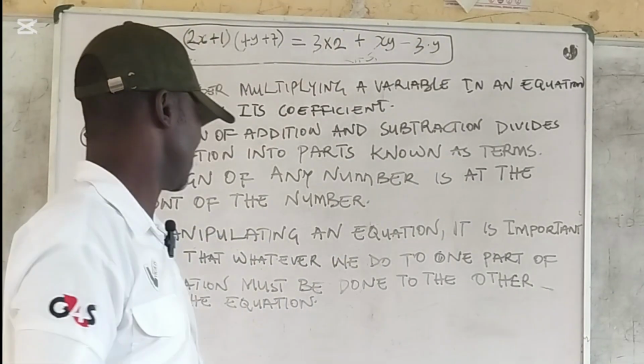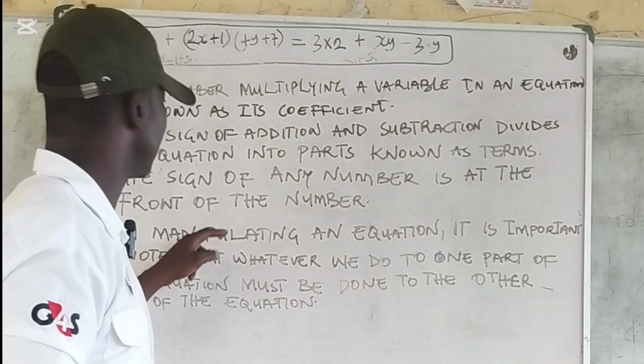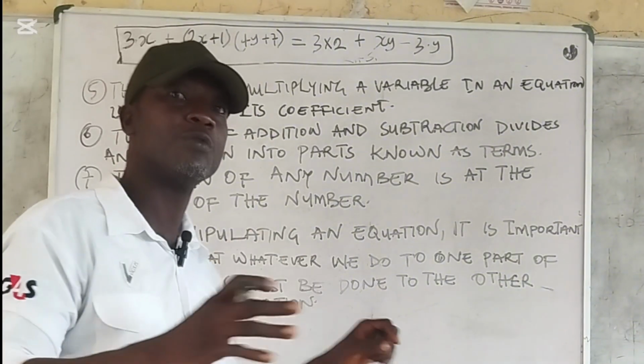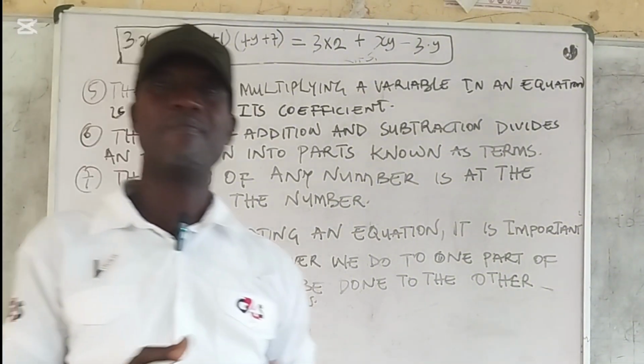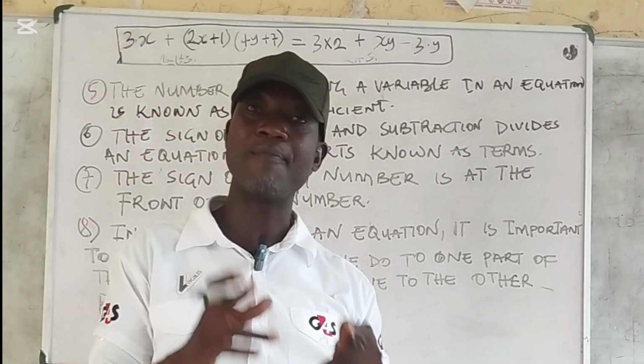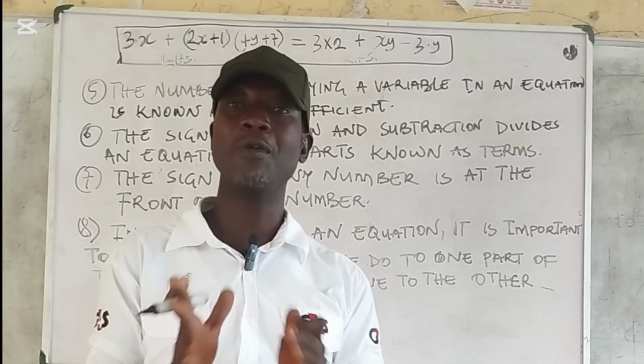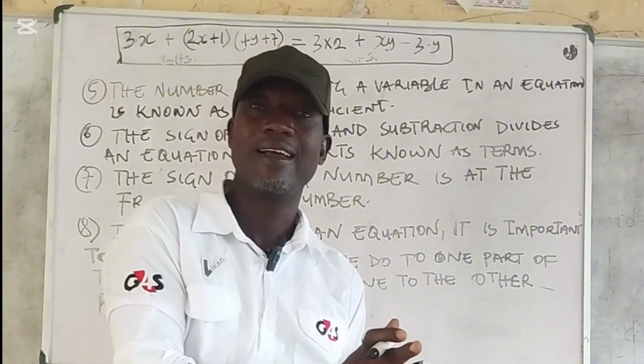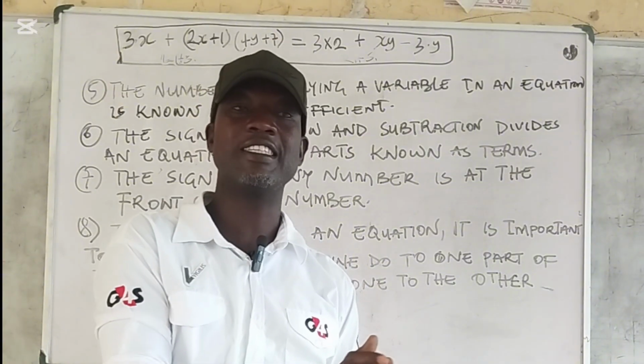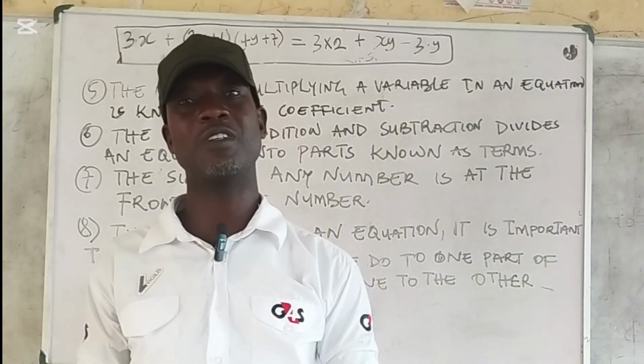So this is very, very important. In manipulating an equation, whatever you do to the left-hand side of the equation must be done to the right-hand side of the equation. And mind you, the second fact about the equation has enabled us to know where the left-hand side of the equation is and where the right-hand side of the equation is.